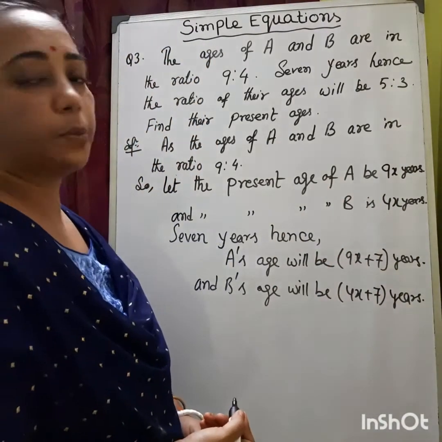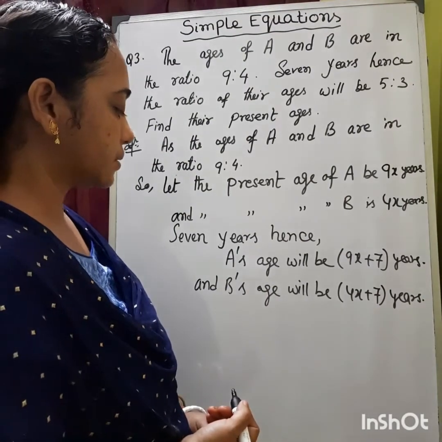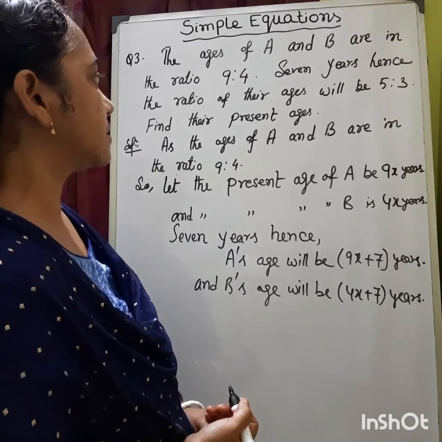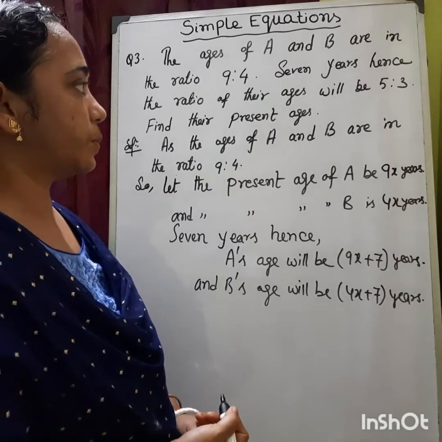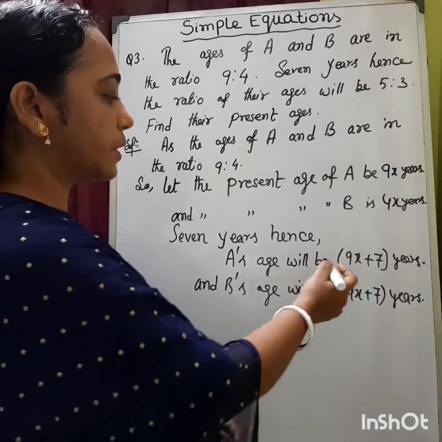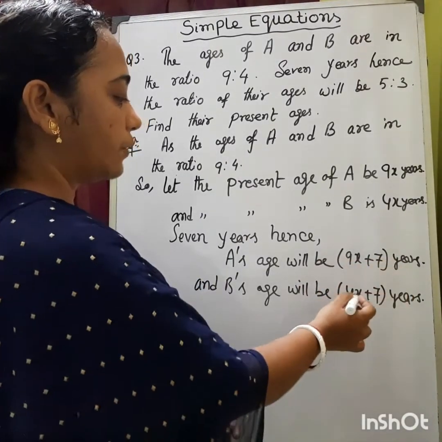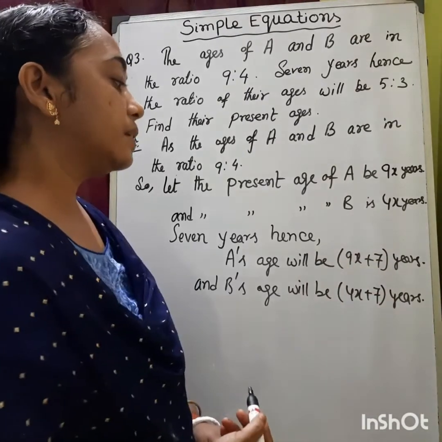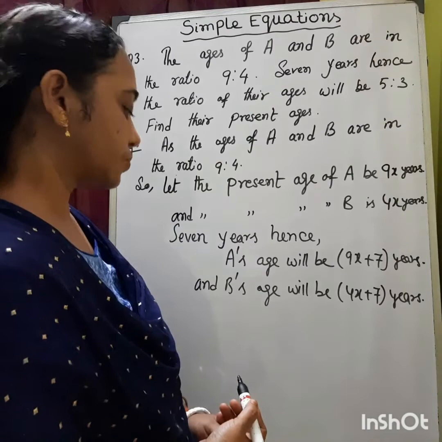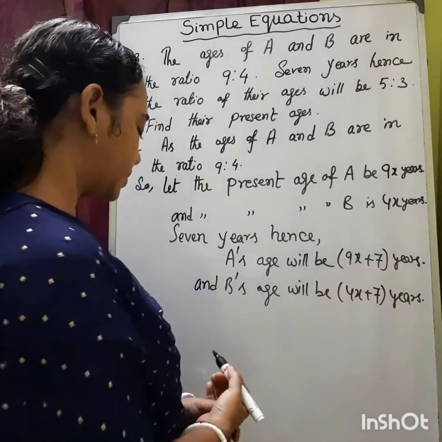So their ages will be increased by 7 years. But there is another part in this question, that 7 years hence the ratio of their ages will be 5:3. So after 7 years their ages become 9x plus 7 years and 4x plus 7 years. And the ratio of their ages will be 5:3. So let us find the ratio of these ages.